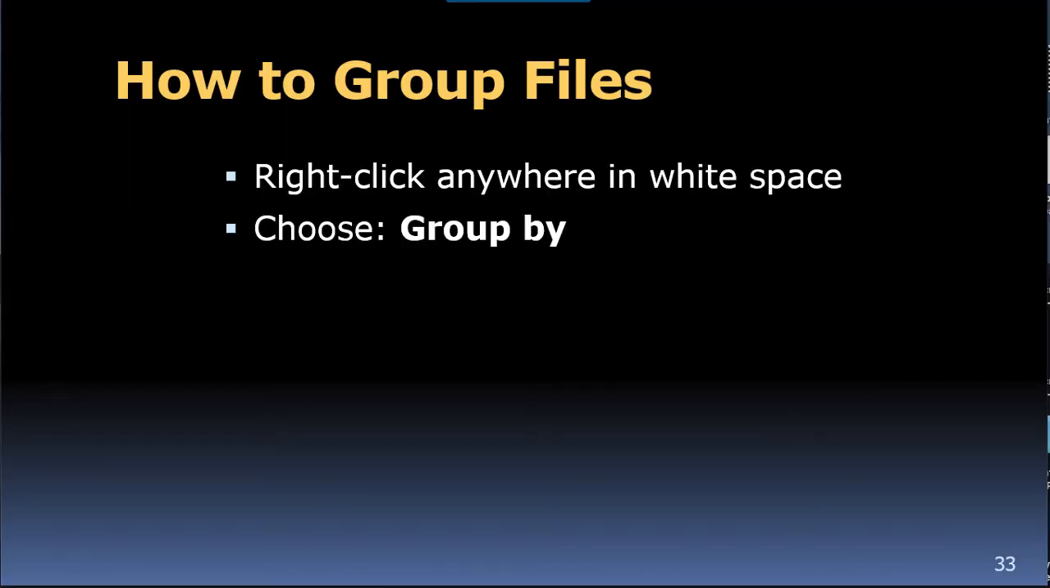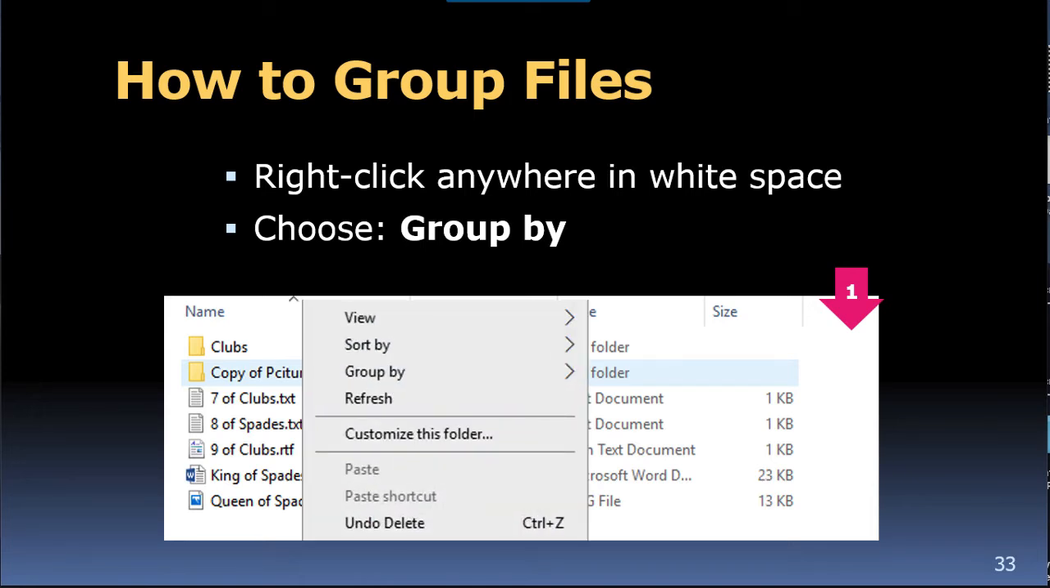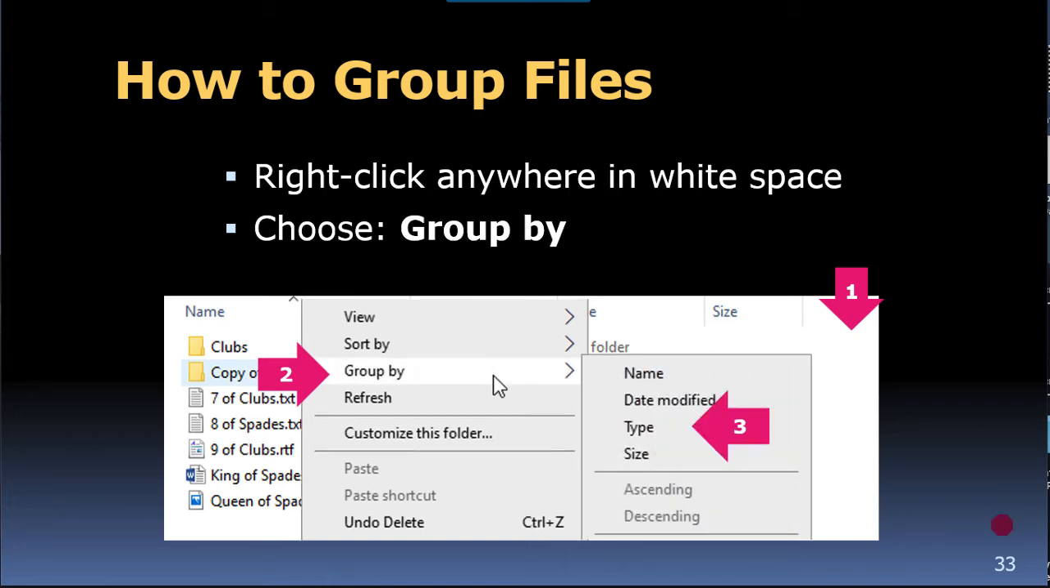You can group files too. If you've got a lot of files of different types, you can group them to make it easier to look at them. All you need to do is right-click any place in the white space in File Explorer and choose the Group By option that appears in the shortcut menu. Once you get there, just click on Group By and then choose what property you want to group it by.